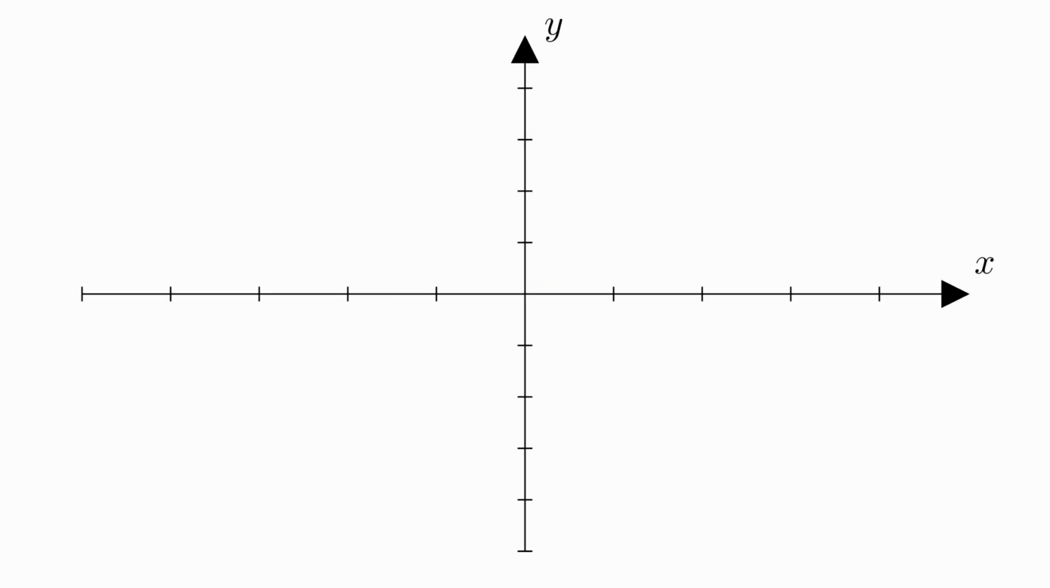Let's start with a basic definition for vectors. Vectors are simply objects with both magnitude and direction. The length of our arrow is the magnitude of our vector, and the way the arrow is pointing is the direction. The Cartesian coordinate system is where all vectors live.